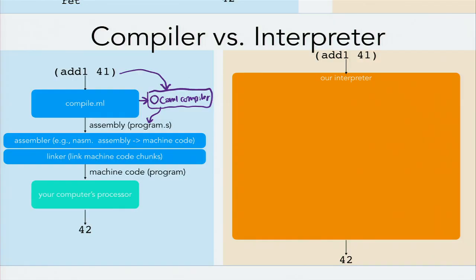Yes? Is that also happening when we use utop to simulate basically the execution? Is that through the OCaml compiler, or is it directly sending the assembly from compile.ml to the processor and spinning on the other? Great question.